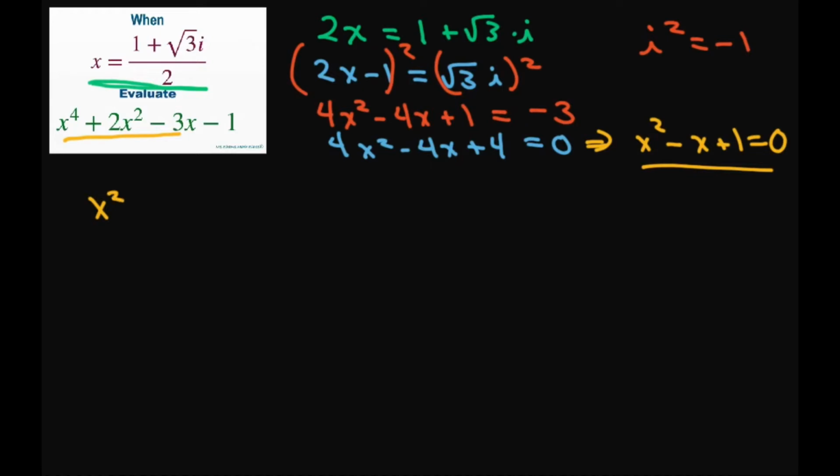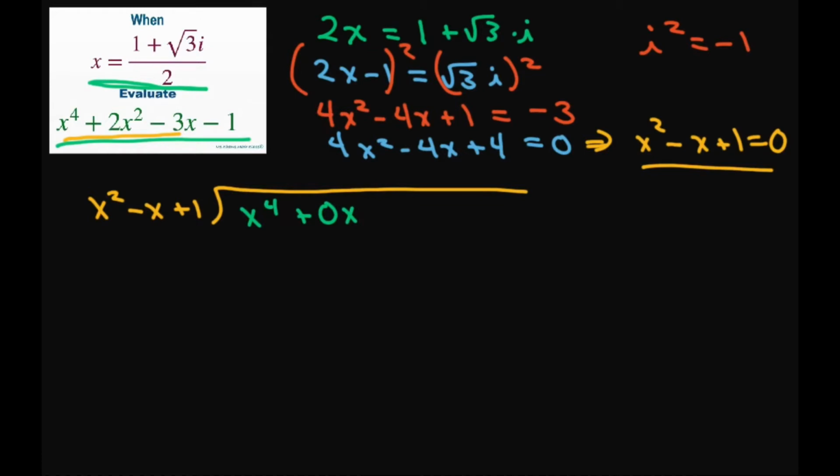So we have x squared minus x plus 1, and we're going to divide it into this polynomial. So that's x to the power of 4. We don't have x cubed, so I'm going to just do a placeholder, a 0 there, and 2x squared minus 3x minus 1. All right, so you say what times x squared gives you x to the power of 4. That's going to be x squared. So multiply each term by x squared, and this is going to give you x to the power of 4 minus x cubed plus x squared.